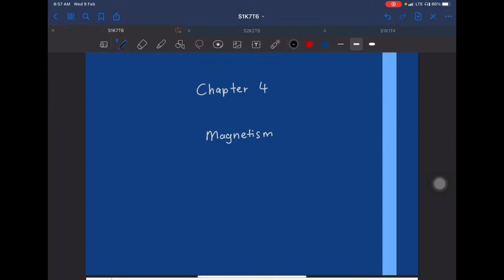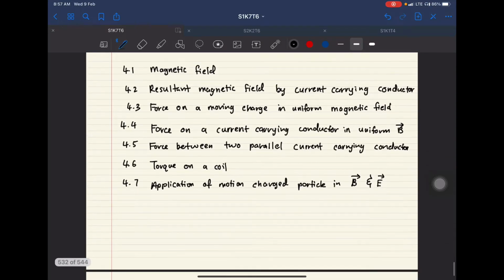Okay, so today in this video we continue with chapter 4. Chapter 4 is about magnetism. In this chapter you have 7 subtopics. And for this video hopefully we can cover subtopic 1 and 2, which is about magnetic field and resultant magnetic field by current carrying conductor.